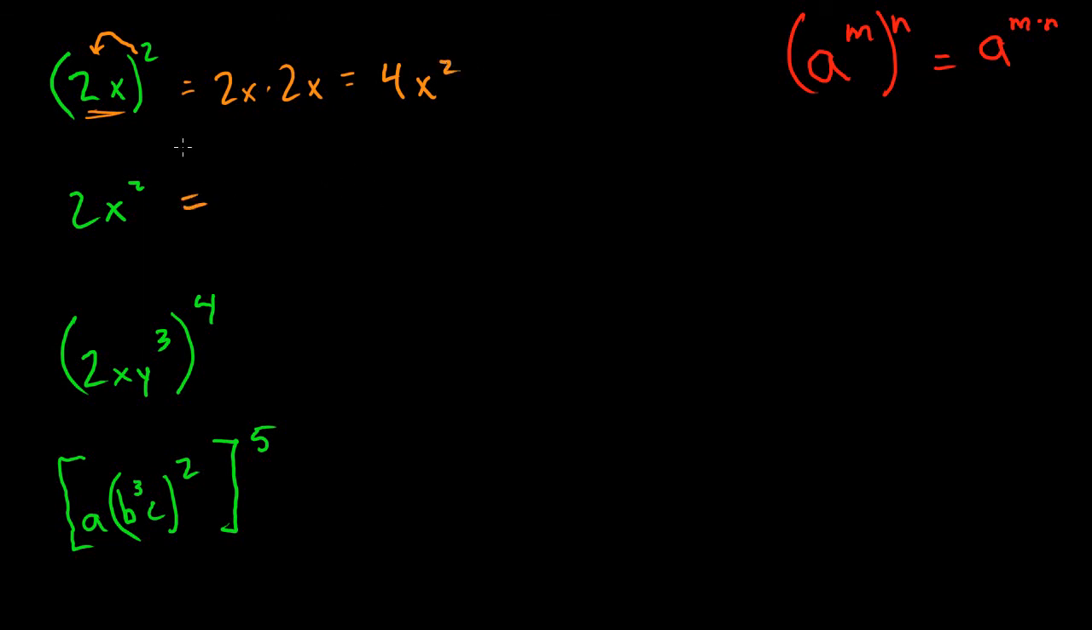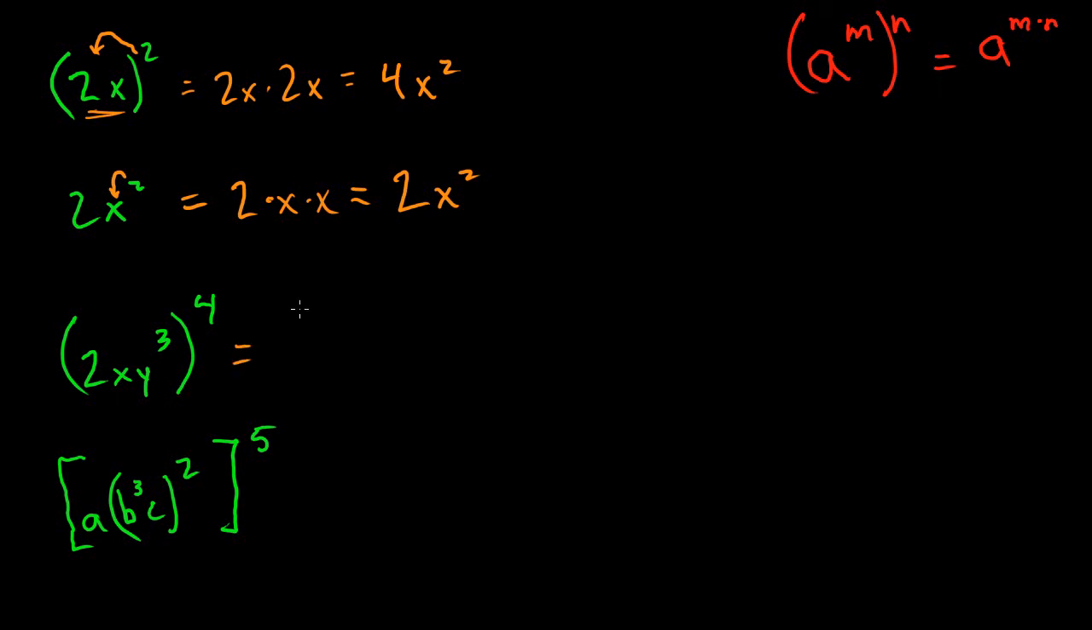Notice the difference between that and the next example, 2x^2. In this case, the exponent refers to the number directly below it, or the base directly below it. In this case, just x. This means 2 times x^2, which simplifies to 2x^2.